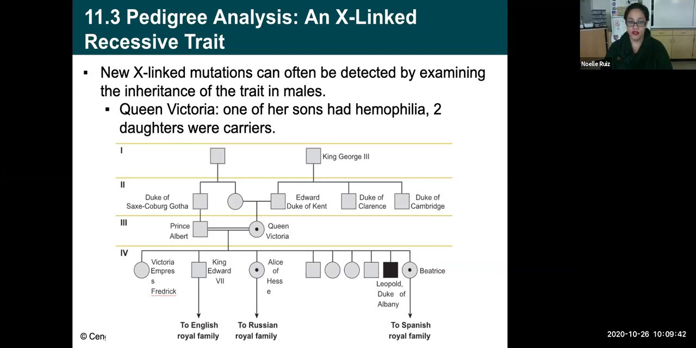And you can see in generation 4, her and her husband, Prince Albert, had a lot of kids. They had 1, 2, 3, 4, 5, 6, 7, 8 children. So out of those 8 children, 3 of them possess the alleles to pass them on.